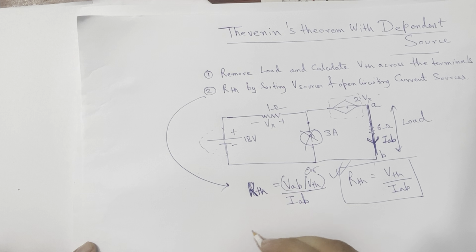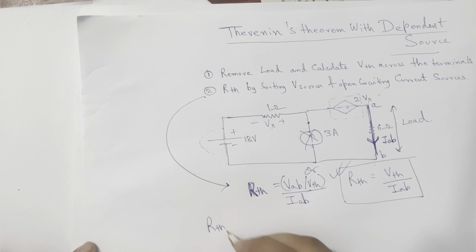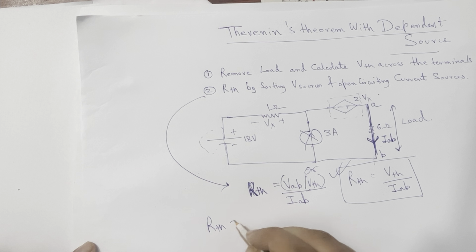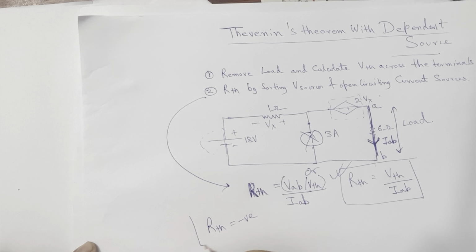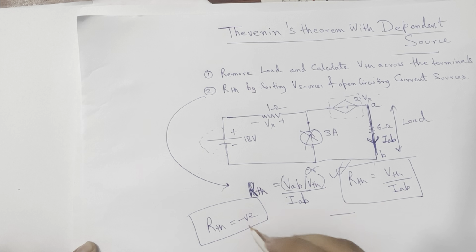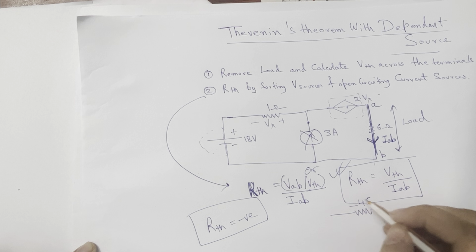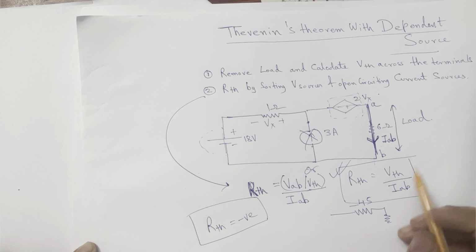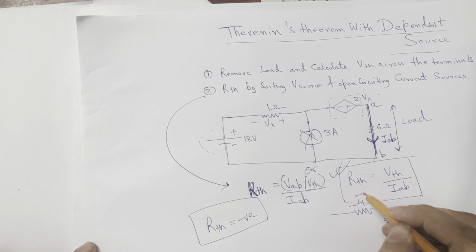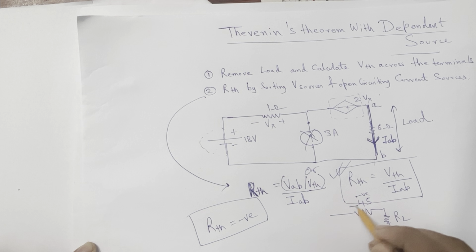One more thing here: RTH may also come out negative. You all know resistance cannot be negative, but still, in the Thevenin circuit, suppose a negative value of resistance comes, for example minus 45, we will still use it to solve the circuit. Whatever negative value RTH comes, with the load we will use the minus sign only.